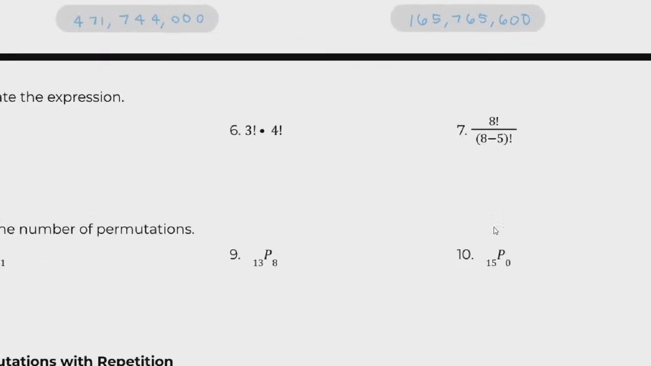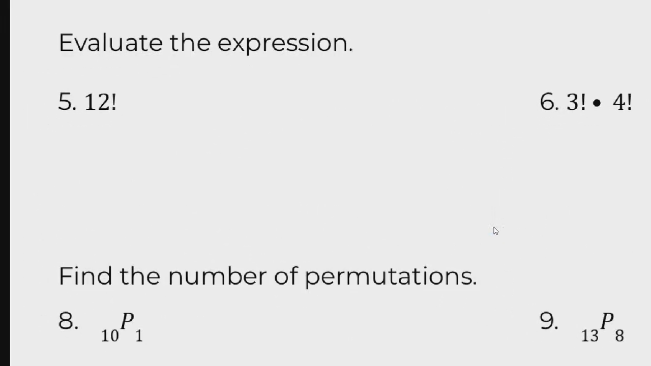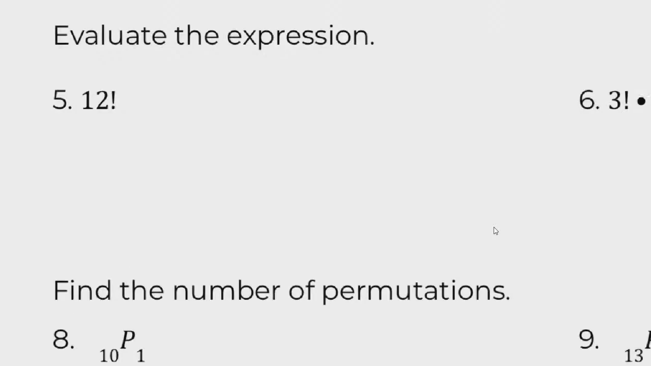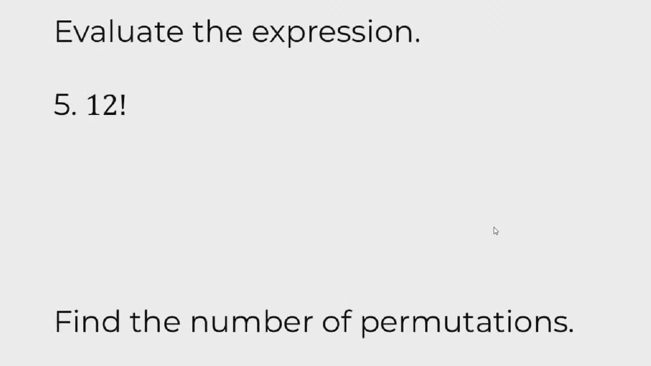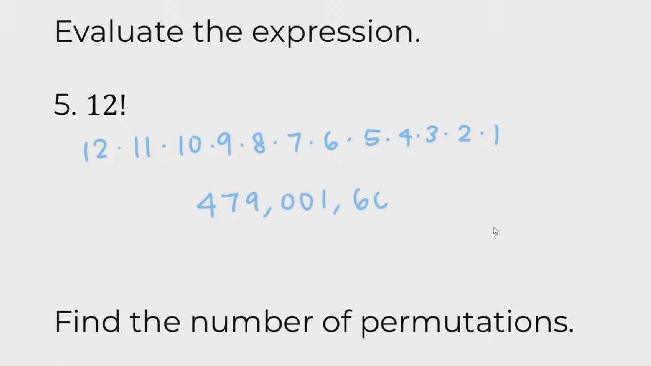Okay, next we're going to be evaluating factorials. So again, factorials are the exclamation point that you see. So 12 factorial is 12 times 11 times 10 times 9 times 8 times 7 times 6 times 5 times 4 times 3 times 2 times 1. So you're starting at the number in front of the factorial and then going down all the way to 1. And if you multiply this out, you'll get 479,001,600.